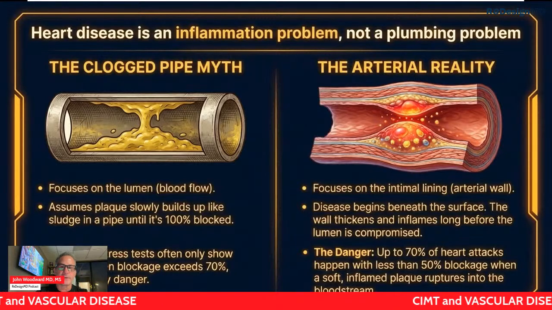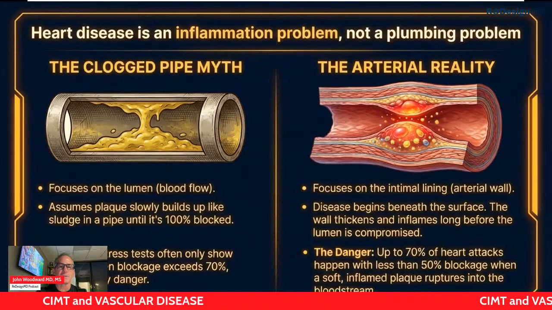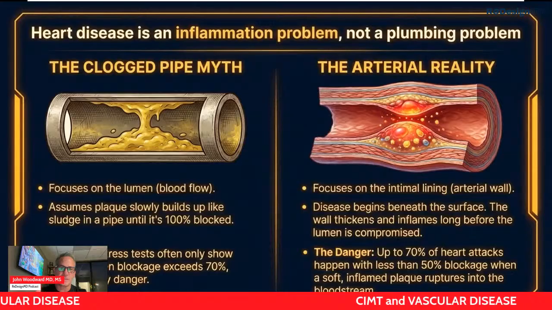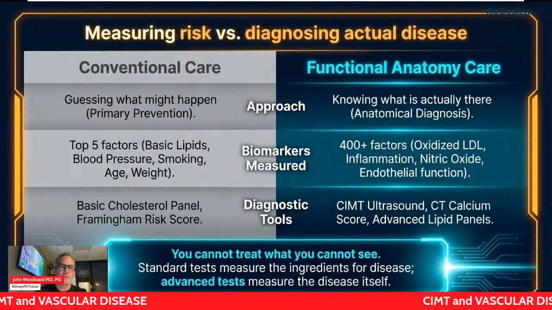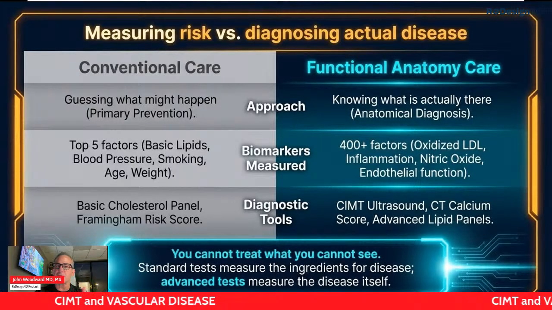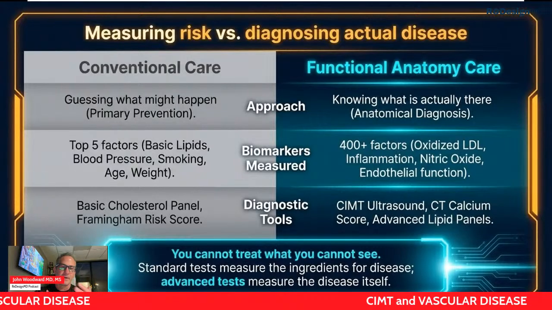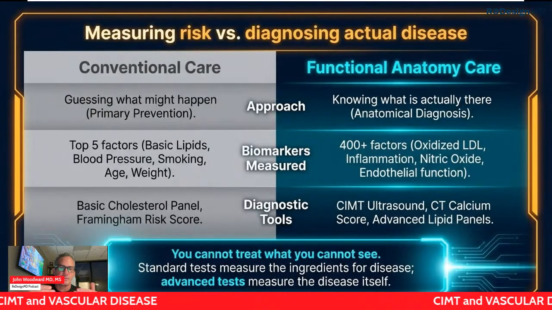So remember, we're not looking for clogged pipes unless we're already far down the road. And yes, we might look there if someone's having significant symptoms. However, we're really kind of late in the game if that's what we're looking for. We need to look to the right, and that's what the CIMT does, it looks for disease in the vessel wall. Remember, guessing what might happen with primary prevention isn't as good as actually looking at the anatomy and saying, where is the disease? Is there disease present? Yes, let's look at biomarkers, but not just the top 5. They're very important, but let's also look at other factors that will measure your inflammation, that will measure your oxidation, that will measure the endothelial function.